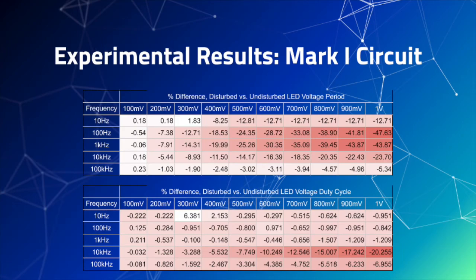These two tables chart these changes. Each value in the top table represents the percent difference in LED period length between the undisturbed Mark I and a device subject to a particular disturbance, and the bottom table charts similar percent differences in the duty cycle. Each column in the table represents a different disturbance amplitude, and each row represents a different frequency.